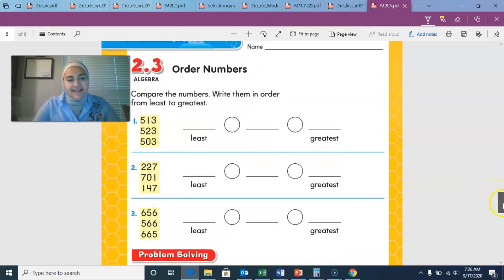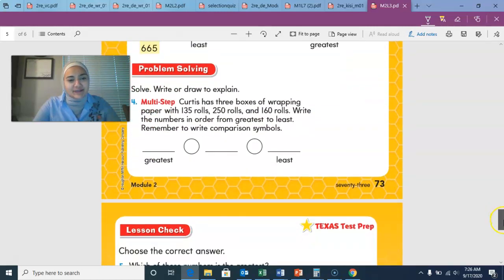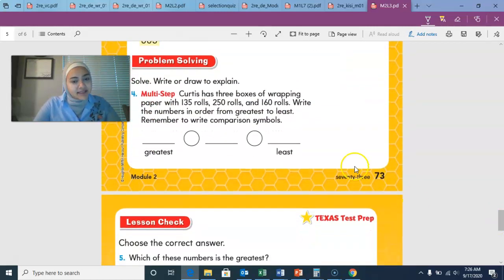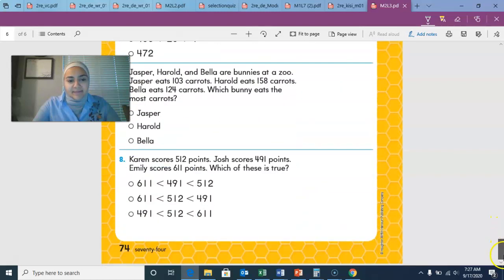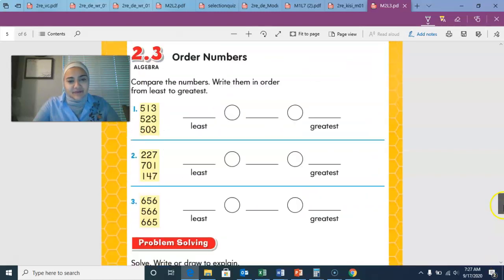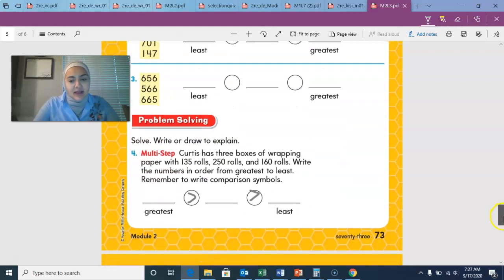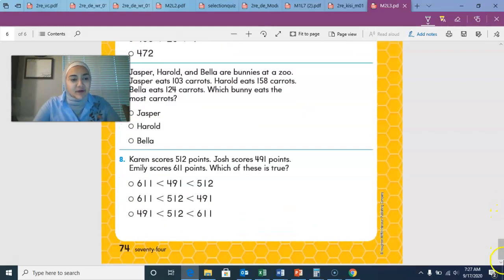All right. And then I expect you to do the yellow page by yourself. Number 4 is easy. Don't get scared because it says multi-step. It's not hard. It's very easy. The only difference is you're putting in order from greatest to least, not from least to greatest. So you're using your greater than signs. Okay? And the back is pretty easy. Nothing new. Okay? So you're going to go ahead and do the yellow page 73 and 74 and turn that in to me. If you have any questions, let me know.